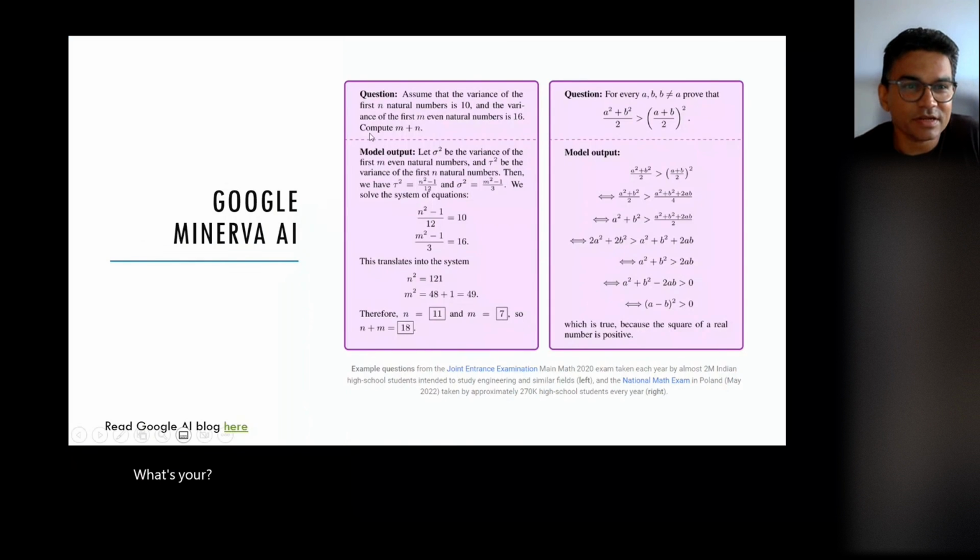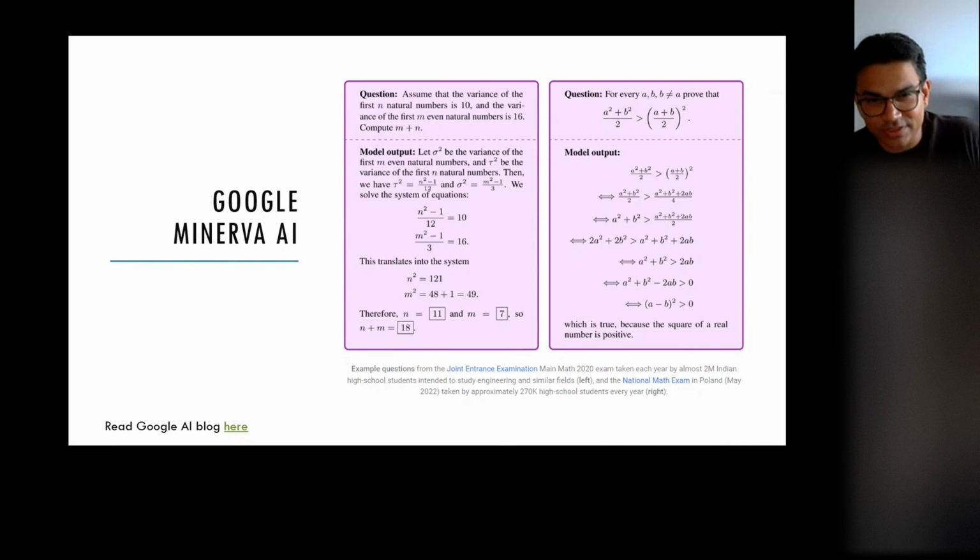There's another project here, Google Minerva AI, where you pose a question and it gives you a solution. And this is a mathematical question. The left one here is from the Joint Entrance Examination. JEE is one of the toughest exams, taken each year by 2 million Indian high school students. I was one of them when I was applying for engineering college, and this was something AI is solving.